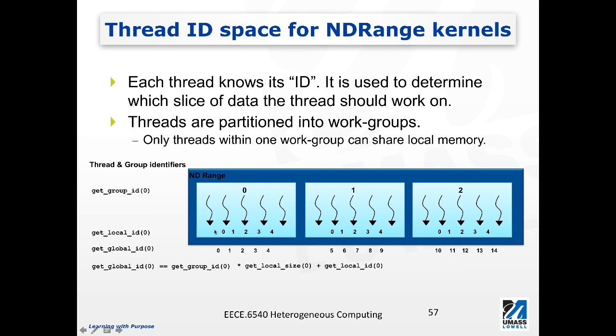Local ID is the identifier of the work item within a group. So in this case, the local ID will be from 0 to 4, and in this work group, the local ID will also be from 0 to 4. Global ID can actually be calculated by using group ID and local ID. Once we know the group size, we can multiply the group ID by the group size, or the local size, and then add the local ID, and that will give us the global ID of that thread.